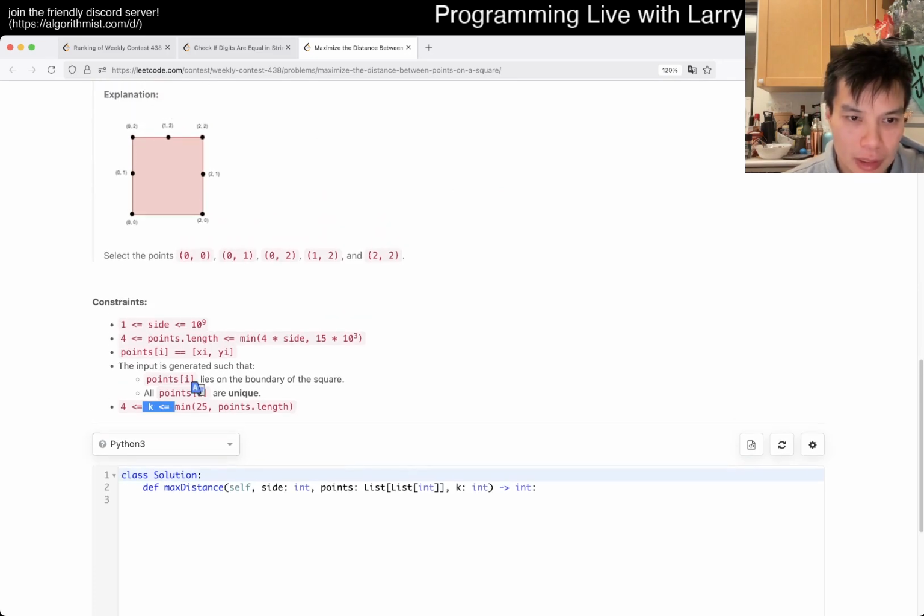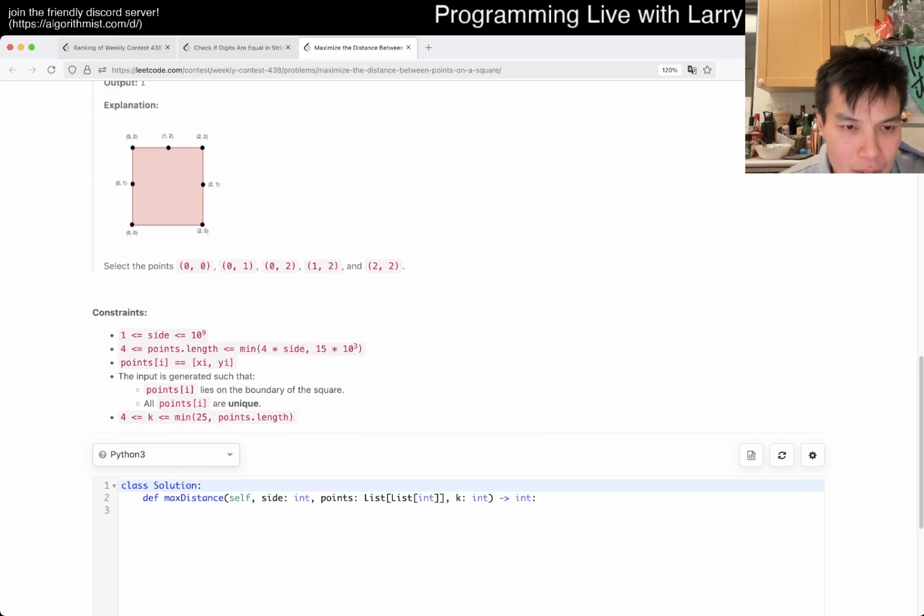K could be at most 25. There could be 1500. What's that? Oh, 1500? No. 15. No, yeah, 100. No, 15,000. Why 15,000? 15,000 choose.